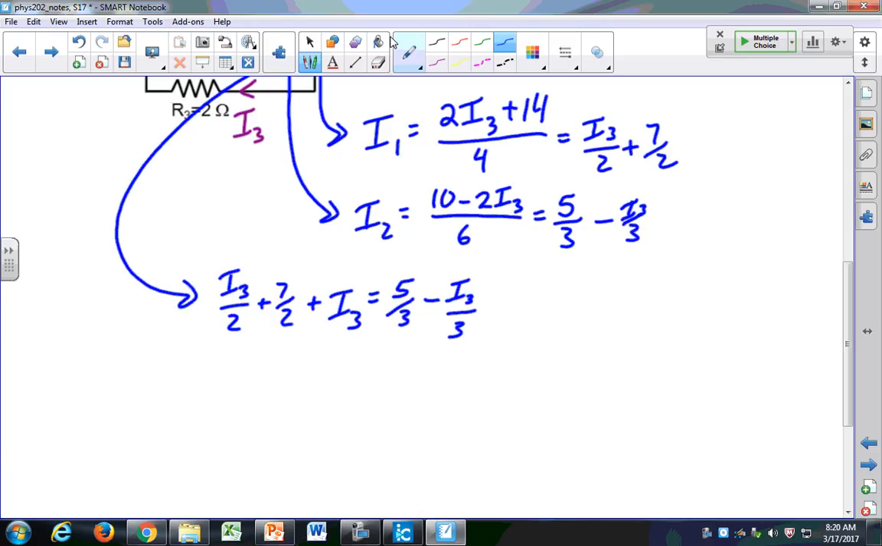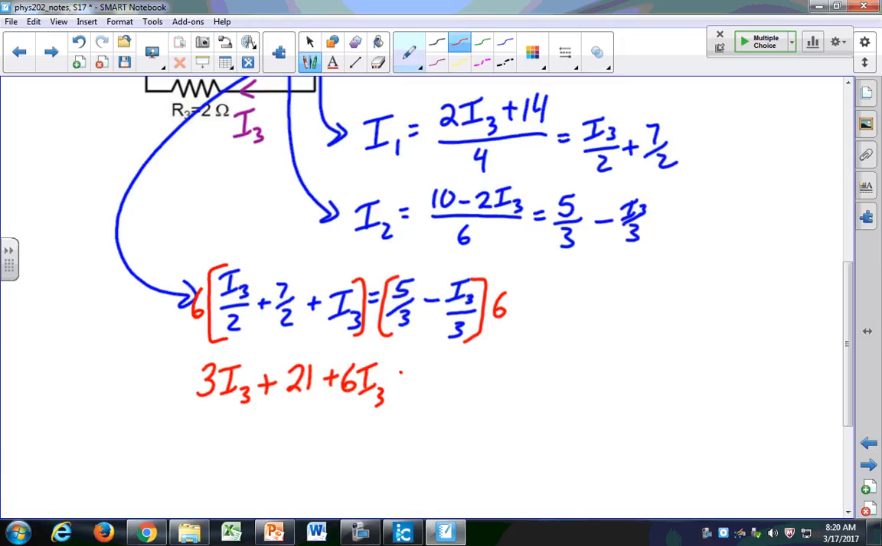To simplify this, I can multiply through by what value on both sides? 6. That's the common factor, 2 times 3 is 6. So I get 3I3 plus 21 plus 6I3 equals 10 minus 2I3. And that makes our math a lot easier, it gets rid of those fractions. If you're used to using your calculator, you'll get these fractions; it's easier just to keep them as fractions for this reason.